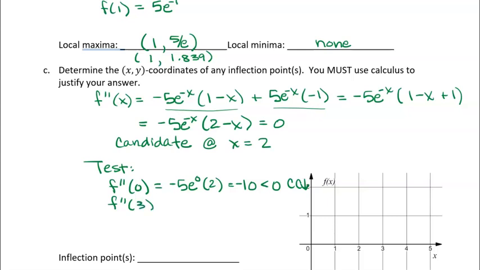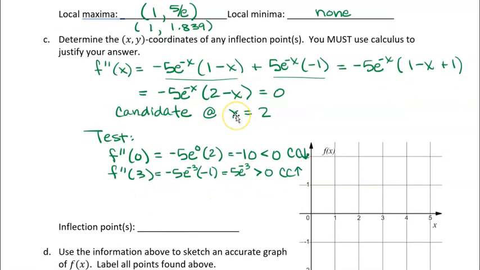And then let's test a point on the other side of 2, on the right of 2. So we could just pick 3, and we're going to get negative 5 e to the minus 3, and then we're going to have 2 minus 3, which is a negative 1. So we have a negative times a negative. You're going to end up with a positive 5 e to the minus 3, right? But it doesn't matter. That's positive, because e to the minus 3 is a positive number. This whole thing is greater than 0, so it's concave up to the right of 2. So we can now verify that, yes, we do have an inflection point at x equals 2.